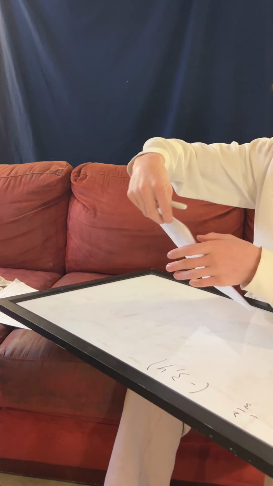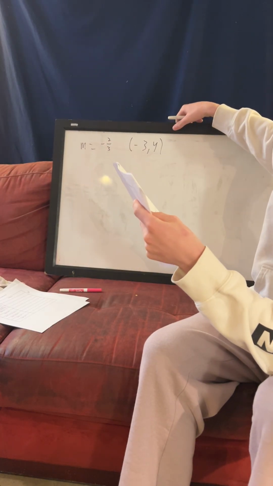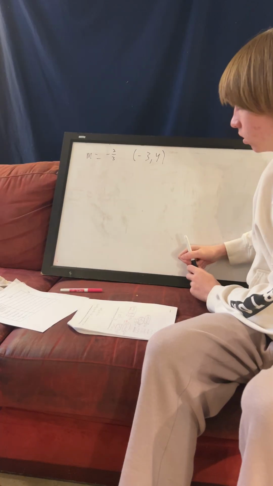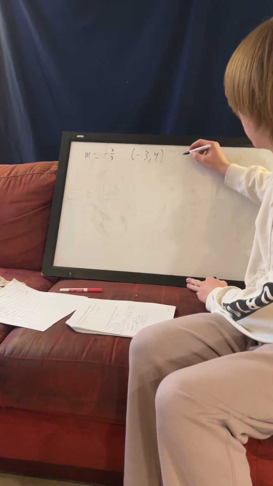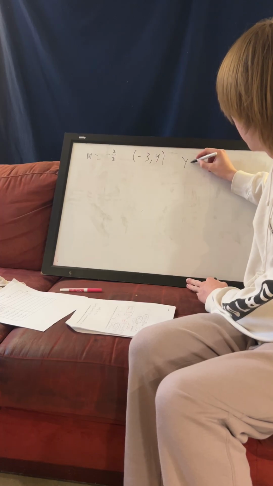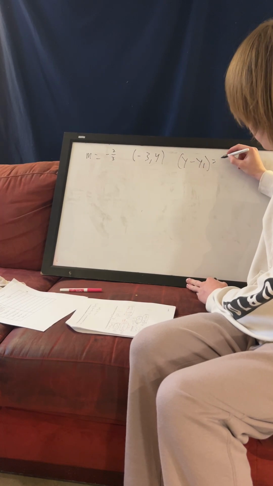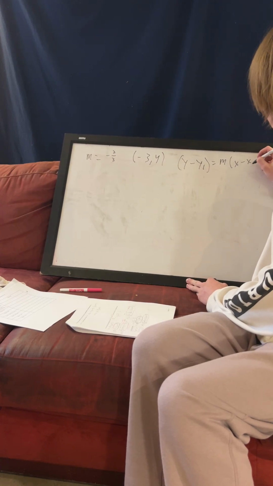I gave you both on the test. Turns out you were asking for one. So this should be simple. So point slope is y minus y1 equals m times x minus x1.